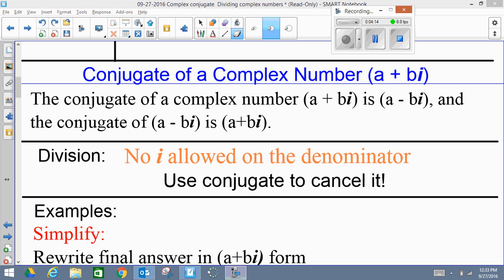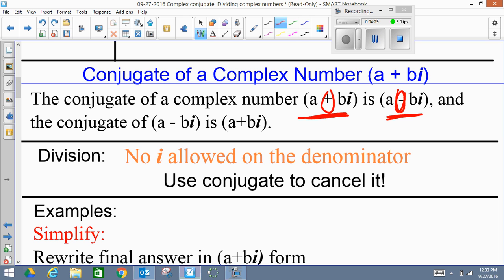I have some notes here: the conjugate of a complex number a plus bi. This is my original number, a plus bi. The conjugate will be a minus bi. So if you notice, I'm just changing the sign. If I have a positive, then I multiply by a negative. And if I have a negative, I multiply by the positive. And one concept, very important, is that I'm not allowed to have an i on the denominator when I have a division or a fraction.